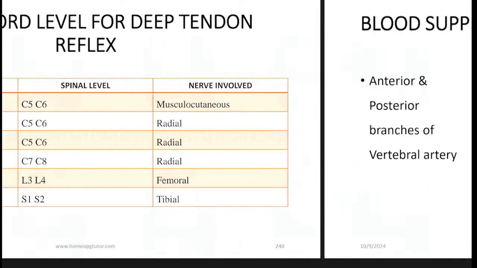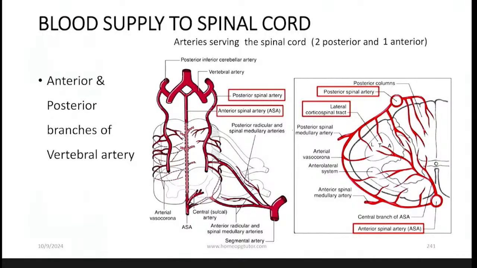Next one, let us talk about the blood supply to the spinal cord. So talking about the blood supply to the spinal cord, remember that the arteries serving the spinal cord are basically three. There are two posterior and one anterior artery. Okay, two posterior and one anterior. So talking about the two posterior and anterior spinal artery.